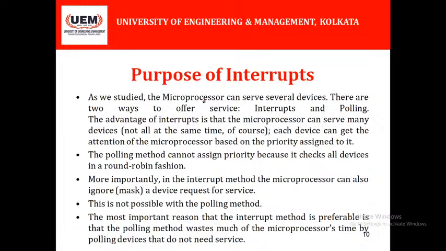Next, as we studied, the microprocessor can serve several devices. There are two ways to offer the service. One is interrupt initiated IO, and another is polling. In case of interrupt initiated IO, the advantage is that the microprocessor can serve many devices. Not all at the same time, of course, but it is able to serve many devices.